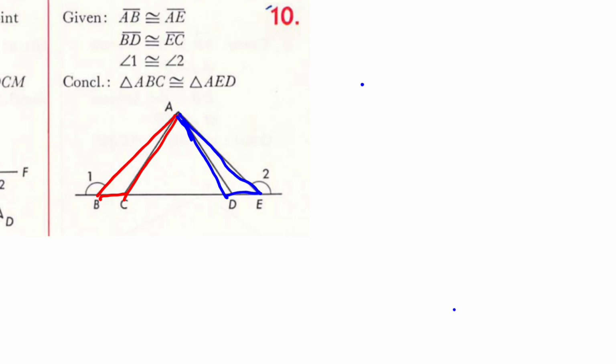Now, the funny thing about this is how much do they tell us already? Well, they tell us AB equals AE. That's good. That's already one of the 3 pieces needed. But now they don't give us another piece. They tell us angle 1 is congruent to angle 2, which is useful, but it's not actually one of the angles of those triangles. And they tell us BD is congruent to EC, which is useful also. But it's going to take a little bit of work.